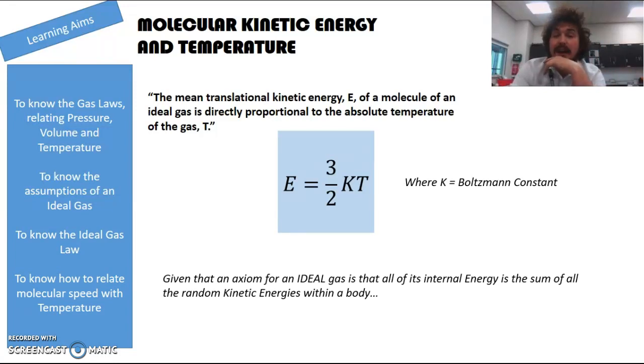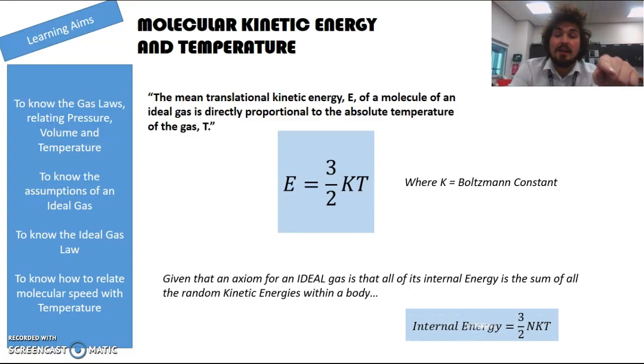And so given that an axiom for an ideal gas is that all of its internal energy is the sum of all the random kinetic energies of the particles within a body, we can say that the total internal energy is equal to 3/2 nkT, where n is the total number of particles in that system.